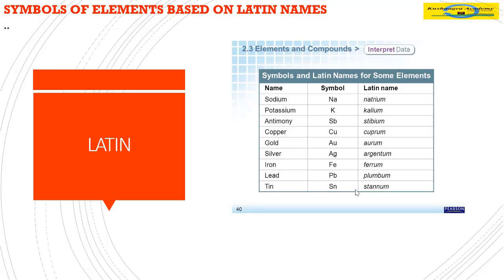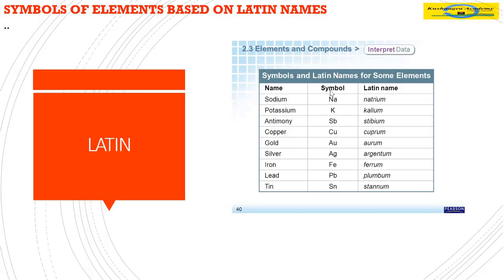Why do we use the symbol? Because it represents the name of the element. If we say Na, that means we are talking about sodium. If we say Cu, that means we are talking about copper. If we say Pb, that means we are talking about lead. It represents the name of the element, and along with it, it represents one atom of the element. For example, if you are telling sodium, that means Na, this Na represents one atom of sodium.